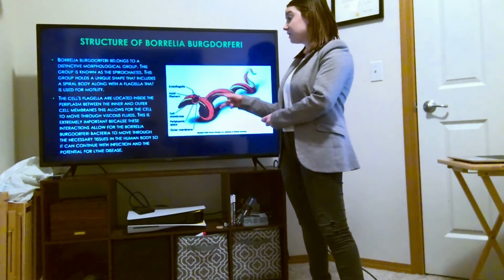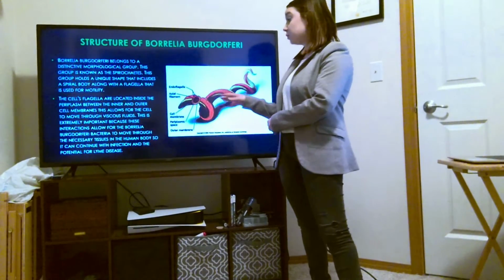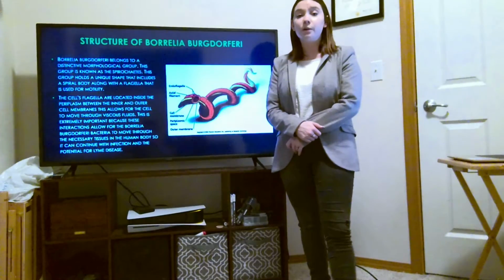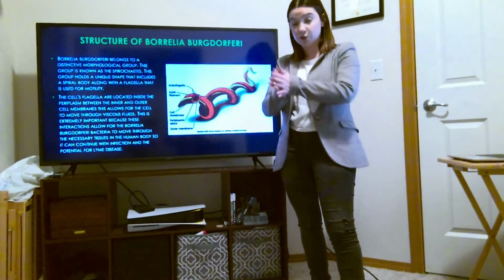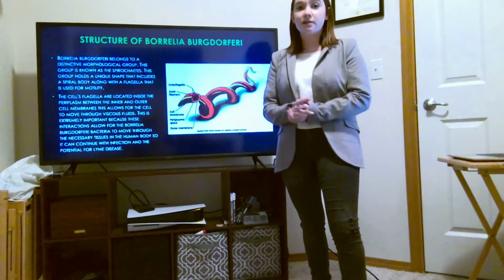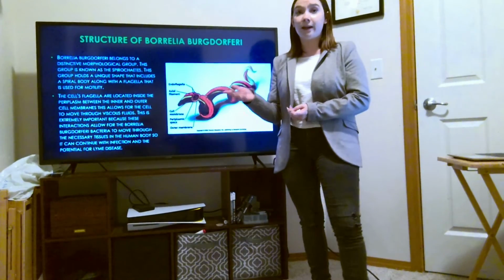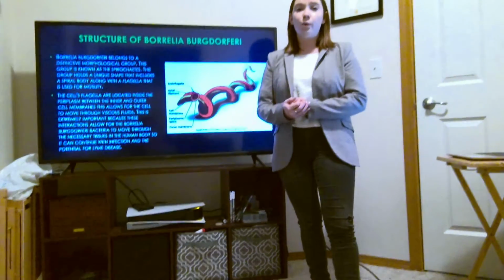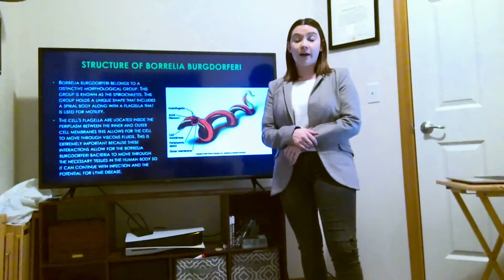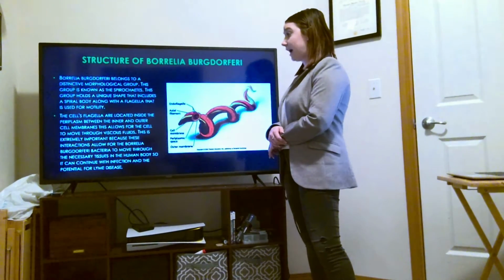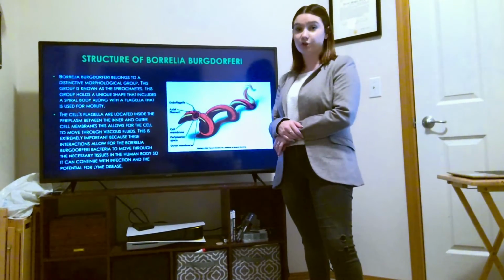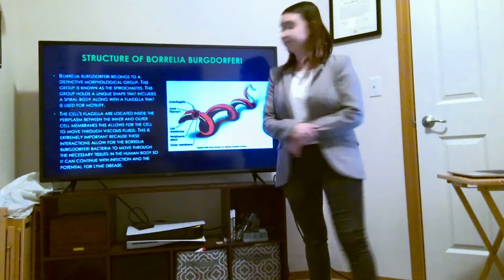So the ability for this flagellum to be intertwined with its cell membrane is super important, because this is what allows it to push its way through into the vector. It's its way to get into the body, and this is kind of also what lowers our immune response. It actually kind of hides from our body, which I'll also get into in just a second.